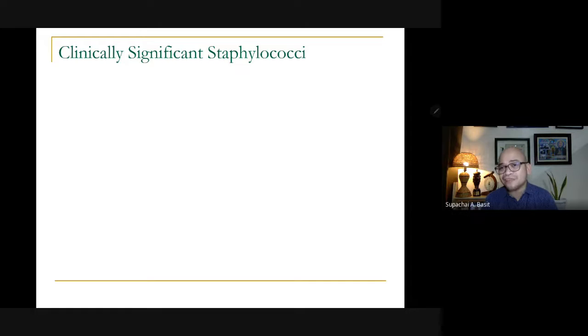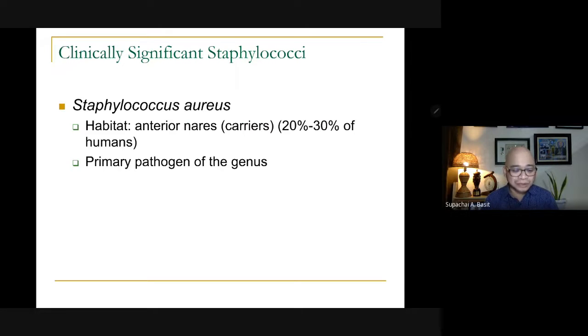Okay, so speaking of clinically significant species, as I've told you a while ago, there are three clinically important species. So we have Staphylococcus aureus. Okay, do you know that Staphylococcus aureus resides, okay, in your anterior nares? Meaning to say, those who like to pick their noses, after they pick, there are many Staphylococcus aureus on their hands. Okay? So sometimes, those nose picks, they don't realize, oh, there is a lot of Staphylococcus aureus.